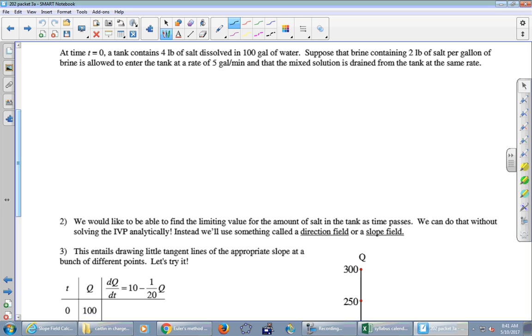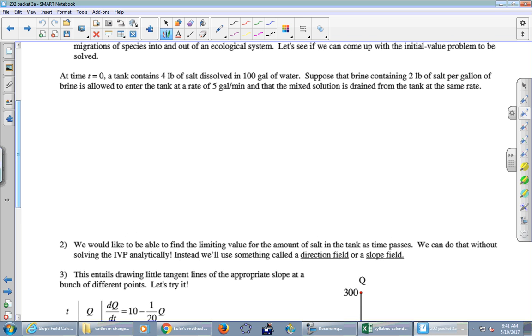It says at time t equals 0, a tank contains 4 pounds of salt dissolved in 100 gallons of water. So big old tank. And then we've got brine. You guys know this word? Salt water is good. So we've got salt water containing 2 pounds of salt per gallon is allowed to enter the tank at a rate of 5 gallons per minute, and then the mixed solution is drained from the tank at the same rate, all right?